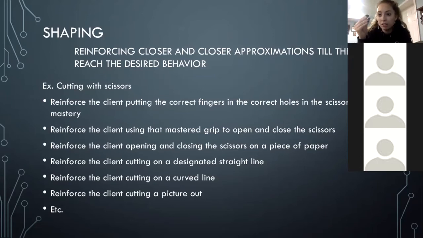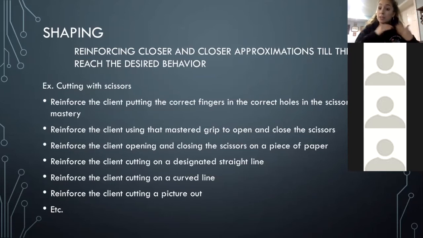After they master the finger holes, my next step in a shaping process would be, with that grip, can they open and close the scissors? Because that's hard, to be honest. That's some serious fine motor movement, right? So now they can open and close with that grip, but can they open and close it on a piece of paper? So that would be my next step, introducing the actual paper to cut.